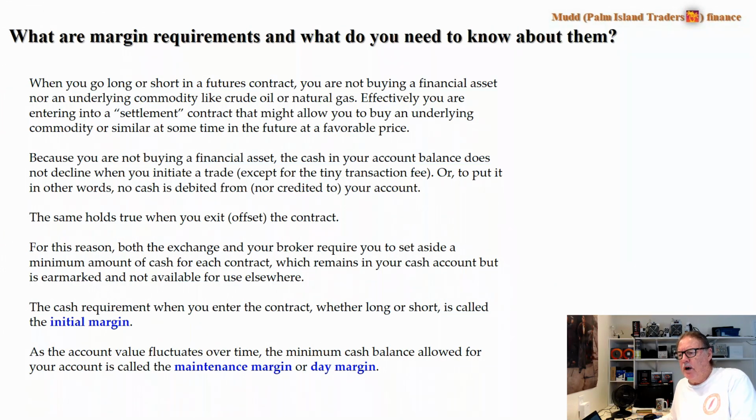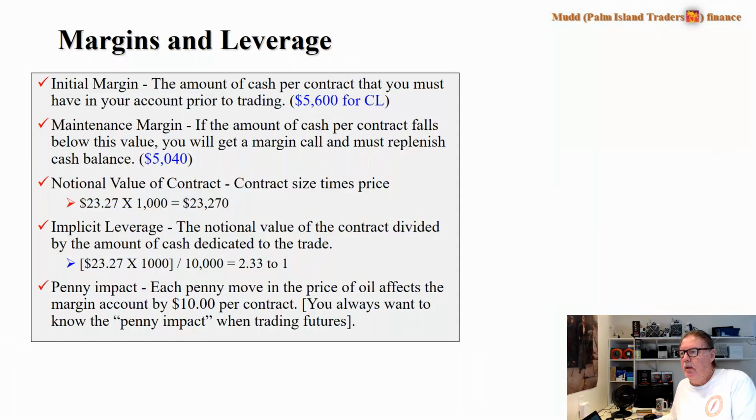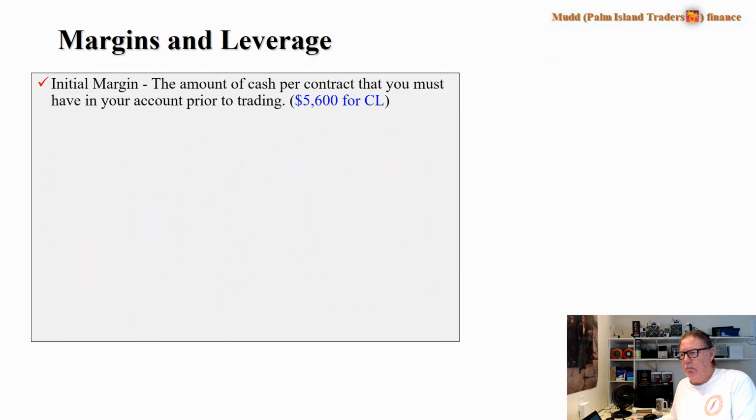The cash requirement when you enter the contract, whether long or short, is called the initial margin. As the account value fluctuates over time, the minimum cash balance allowed for your account is called the maintenance margin or day margin. Now let's take a look at these terms by example to make sure we understand them. Let's be systematic about this.